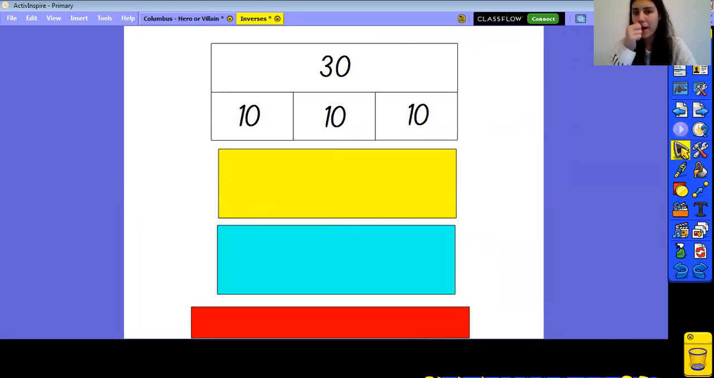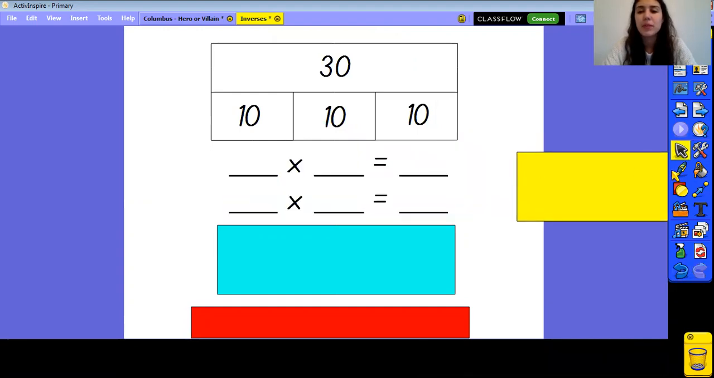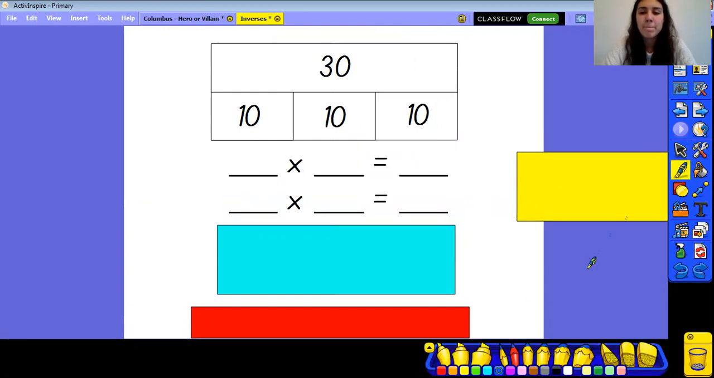Okay, let's look at some bar models then. Let's have a think about our multiplication. Well, I can see from my bar model that I've got groups of 10, and my bar model is showing me 3 boxes on the bottom. So that's showing me that I've got 1 group of 10, 2 groups of 10, 3 groups of 10. So I've got 3 groups of 10.